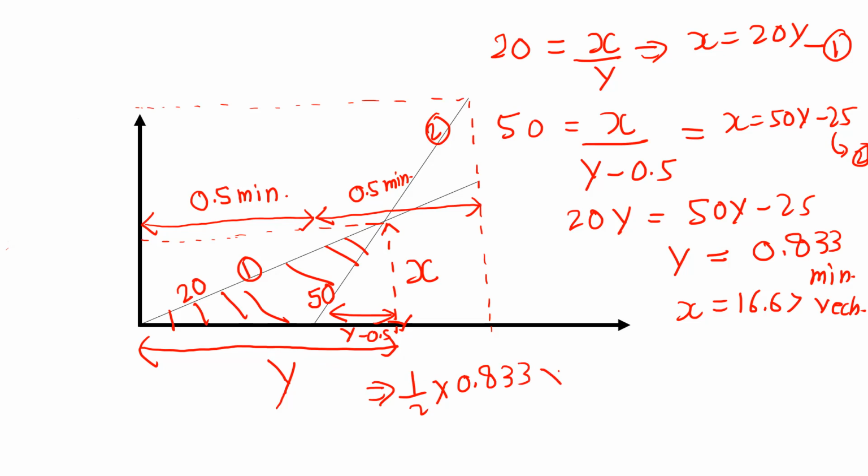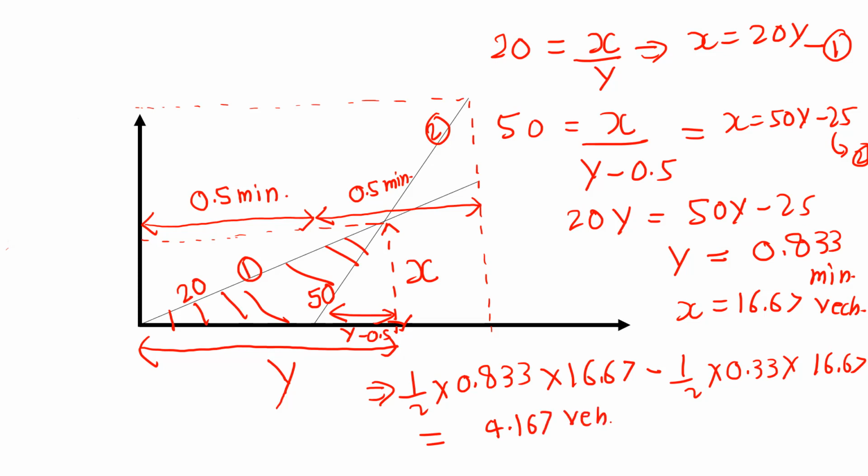Now let us calculate the shaded area, which would be equal to half into this base y, 0.833, into this x, 16.67, minus this area, that would be half into 0.833 minus 0.5, this length, which would be equal to 0.33, into 16.67. If we solve this, it will come out to be 4.167 vehicle minutes, which is the lost time.